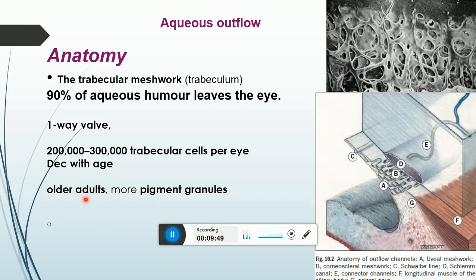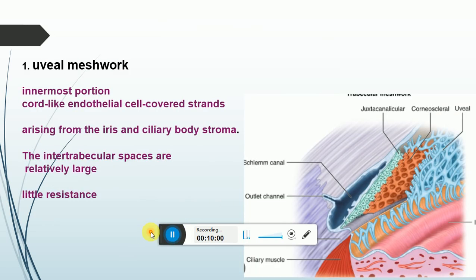In older adults, there are more pigmented granules. This is trabecular meshwork. We will discuss each part in detail. Trabecular meshwork has three parts. First one is uveal meshwork. Uvea means it is attached to the iris.